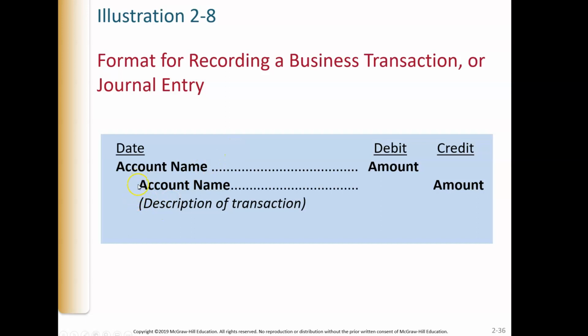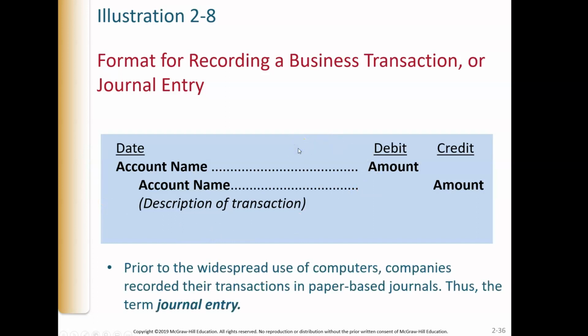There's also an indent on the second one, which you won't have to worry about because you're going to be doing everything in Connect. And honestly, in real life, we don't worry about indents because we do everything on the computer anyway. So this is the format for a journal entry. We used to do all of this in a paper-based journal, and yes, I'm old enough to remember that. I remember using my first computer to do accounting. I was just thrilled. So when we did it in paper-based journals, that's where journal entry came from.